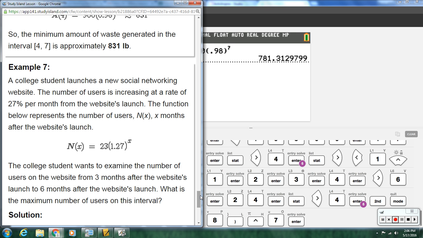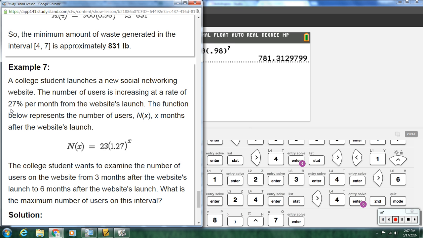The function below represents the number of users after the website launch. So how many users did he have to start with? 23, the starting point. It's greater than 1, so it's increasing, because remember, this number in here is either 1 plus or 1 minus. So it's 1 plus, where did that 0.27 come from?